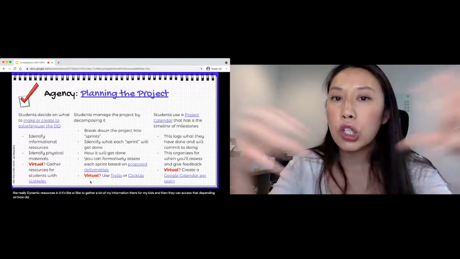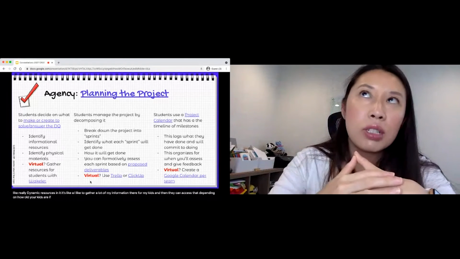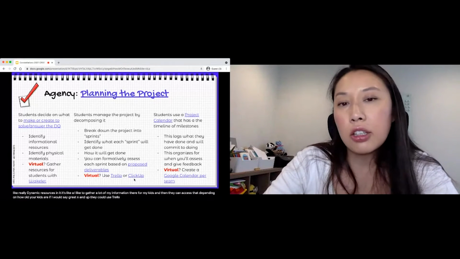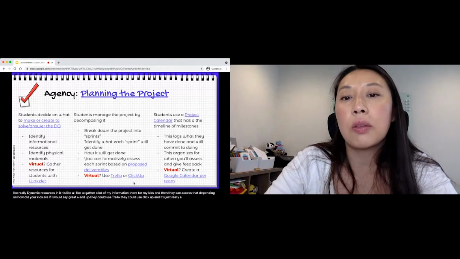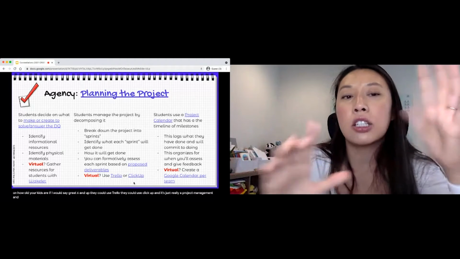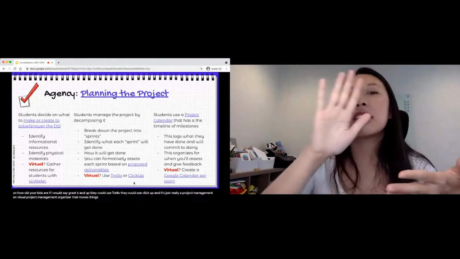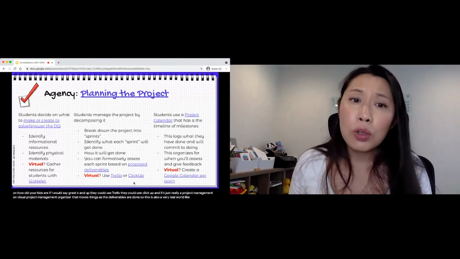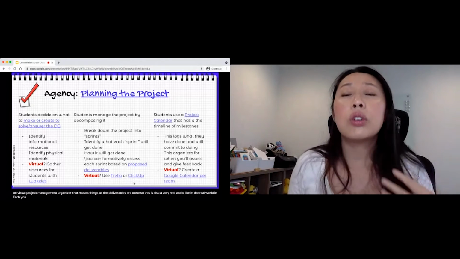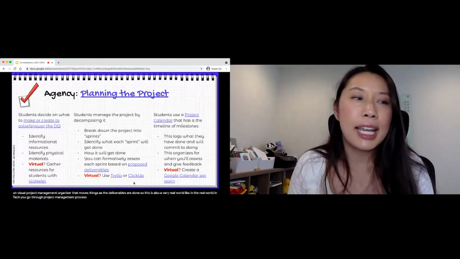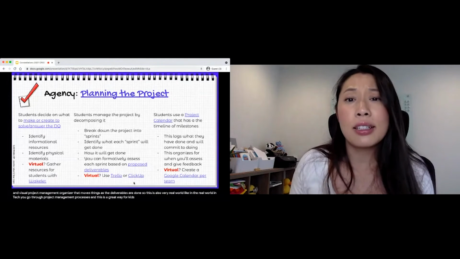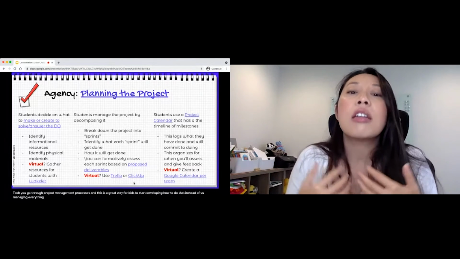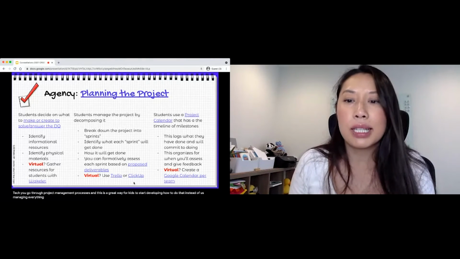Depending on how old your kids are, I would say grade 6 and up, they could use Trello. They could use ClickUp, and it's just really a visual project management organizer that moves things as the deliverables are done. So this is also very real world. Like in the real world in tech, you go through project management processes, and this is a great way for kids to start developing how to do that. Instead of us managing everything, they're going to learn how to do that for themselves.